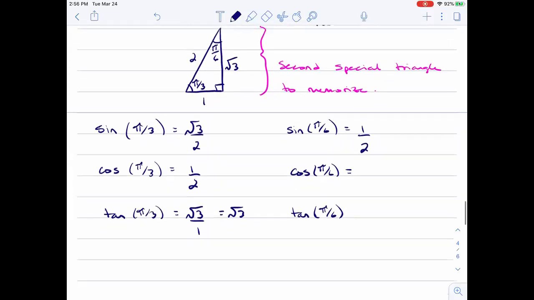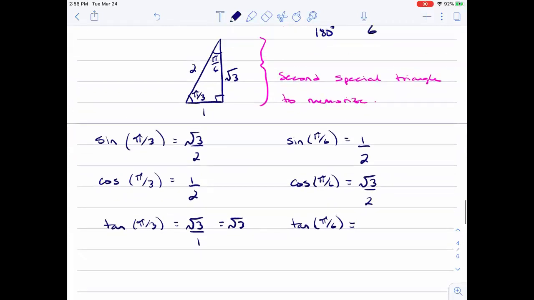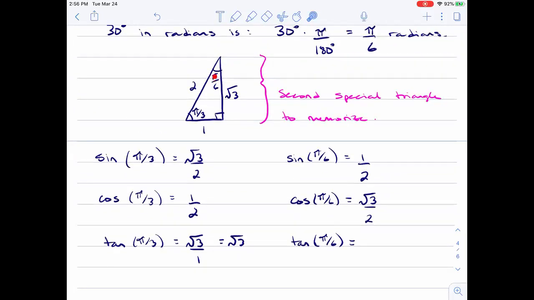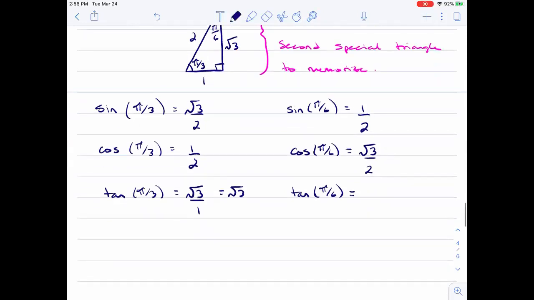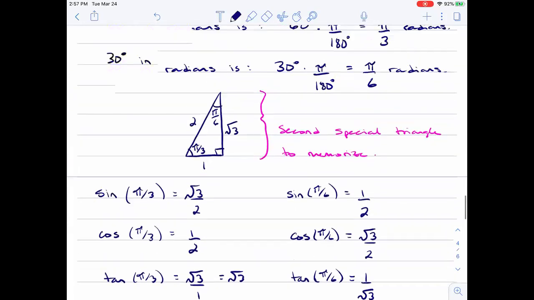The cosine of pi over 6, so now I'm up here, so adjacent over hypotenuse, root 3 over 2. And the tangent of pi over 6, so opposite over adjacent, 1 over root 3. 1 over root 3. So now let's confirm on our table here.